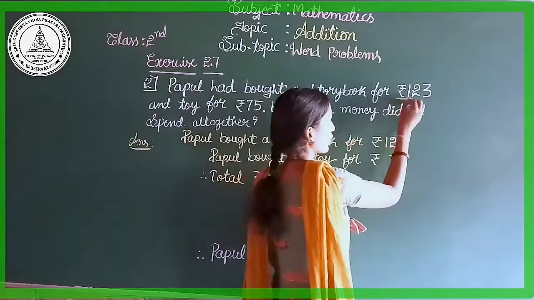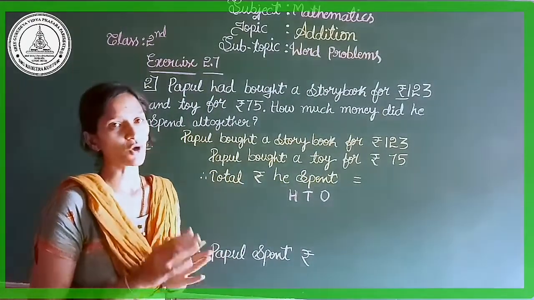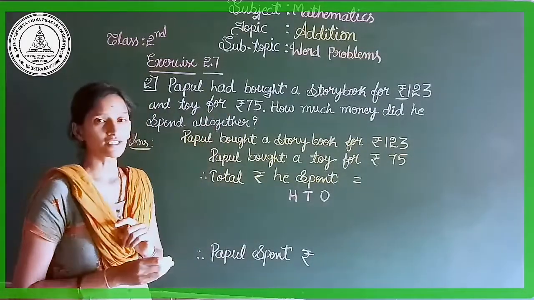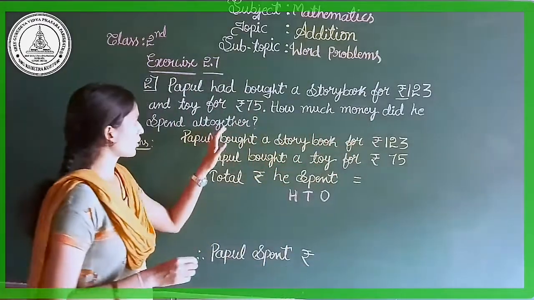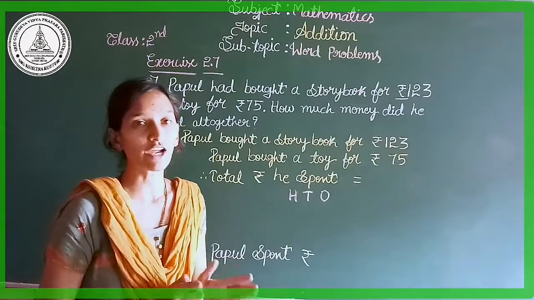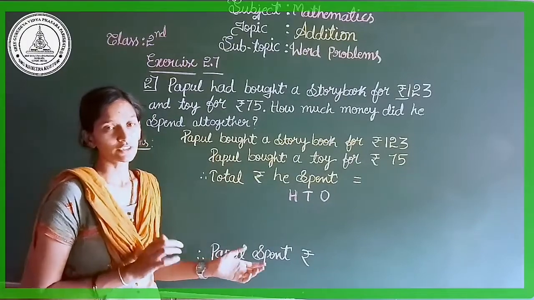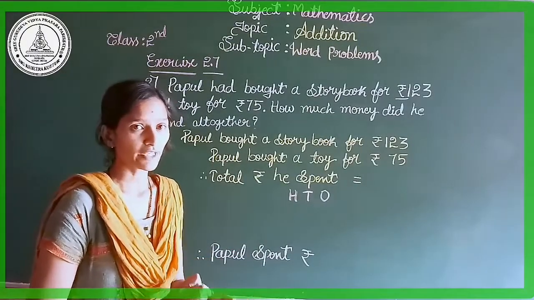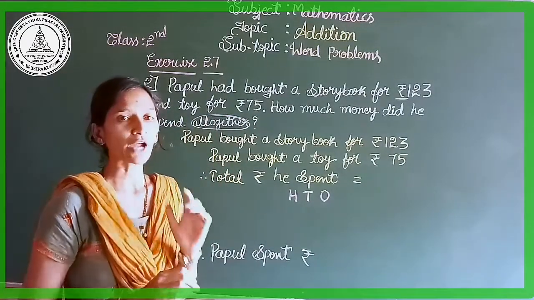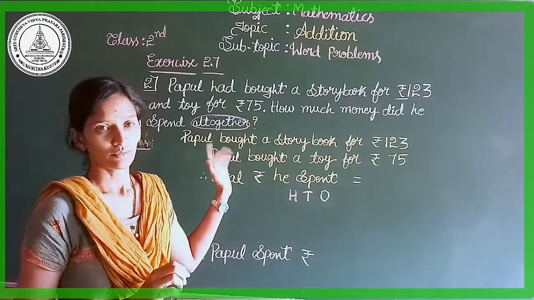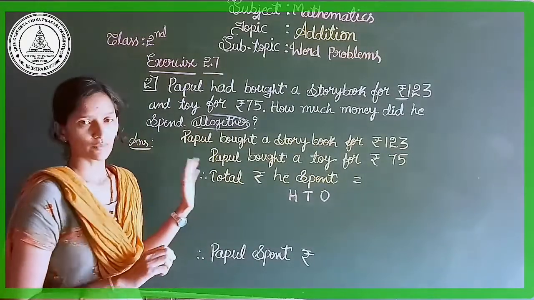See here, this is the symbol of rupee. Okay, and he also purchased some toys. Its cost is rupees 75. Okay, how much money did he spend altogether? See here, they asked to find out the total money, how much Papul spent. What is the total money? Find it out. See here, they gave altogether. Altogether means you have to add the two amounts of money.